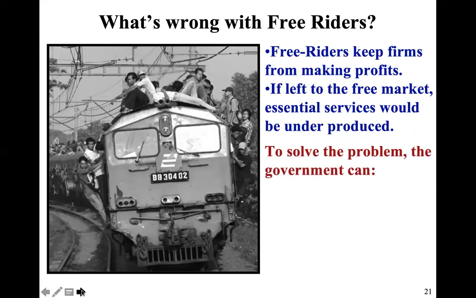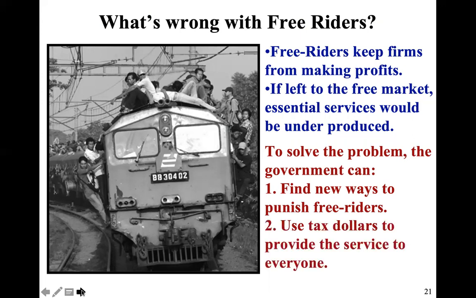So what can the government do to intervene and solve the free rider problem? Number one, you've got to find new ways to punish free riders. So if you ride the train without a ticket and you get caught for it, having higher and higher citation costs is a way to discourage free riders. Or you can use taxpayer dollars to provide the service to everyone. That's the other solution. If there are too many free riders in a particular industry, then the government is going to tax everyone in the society for it and then provide that service for free. This is taking a free rider problem and turning it into a forced rider problem, where you say, you know what, we can't stop people from doing this. We're going to provide it for everyone and use tax dollars to do so.